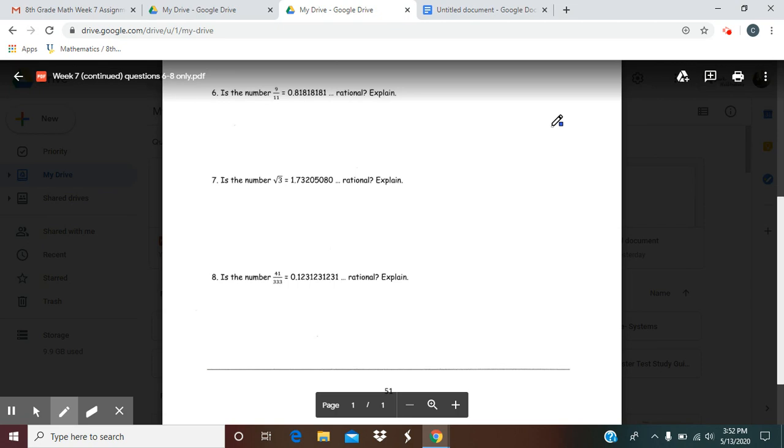All right, so now let's take a look at number 6. Is the number 9/11ths, which is equal to 0.81818181 repeating, rational? And it wants us to tell them why. So this number right here, this is the dead giveaway for if it's rational or not. If a number can be written as a fraction, it is a rational number. So we know the answer here is going to be yes.